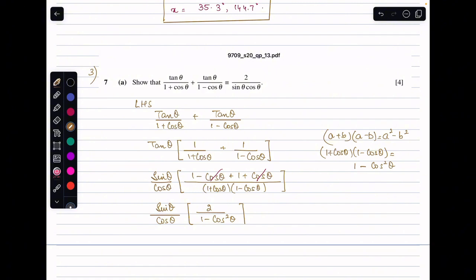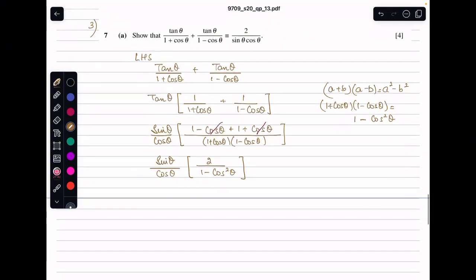Now I will be using the first identity, which says 1 minus cos square theta equals sine square theta. So it's sine theta over cos theta, which should get multiplied by 2, and in place of 1 minus cos square theta, I will be writing sine square theta. The sine square theta and sine theta here get simplified, and now I will be left with just 2 over sine theta and cos theta.